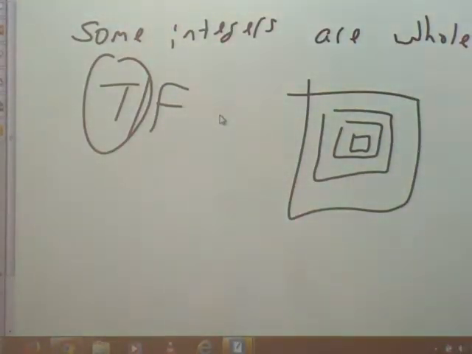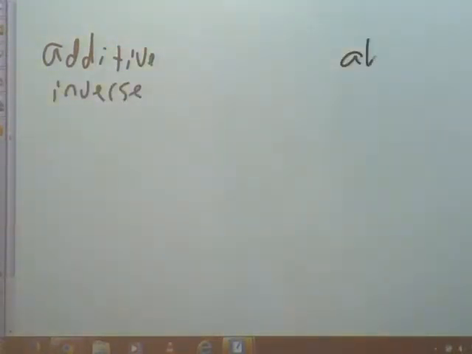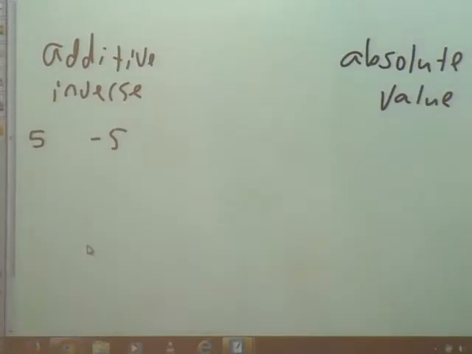Okay. Next thing we got to talk about, two definitions real quick. First one is called additive inverse, and then absolute value. I'm going to give you some examples over there in the additive inverse side, and you're going to formulate the definition for me. So if I looked at the number 5, and I told you that the additive inverse of 5 is negative 5. Then I'm going to take the number negative 10, and I'm going to tell you that the additive inverse is 10.